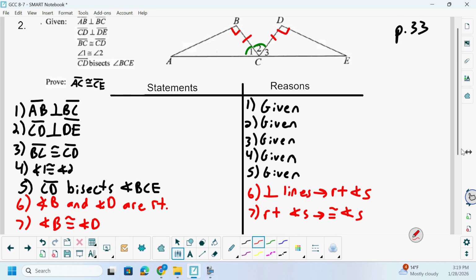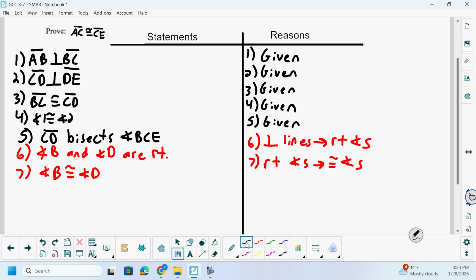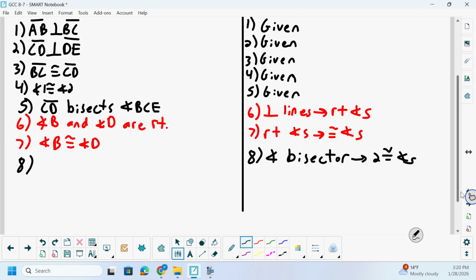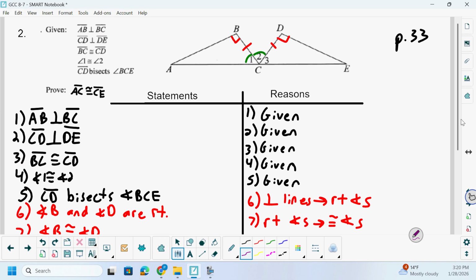So now we have a side and an angle congruent in those triangles. Our last given there, we have an angle bisector. It's BCE. So here's angle BCE. So the two little angles would be the angle 2 and the angle 3. So as reason 8, we'll do our angle bisector reason. Angle bisector implies two congruent angles. And that'll give us angle 2 congruent to angle 3. So I'm going to mark those with double arcs in our picture.